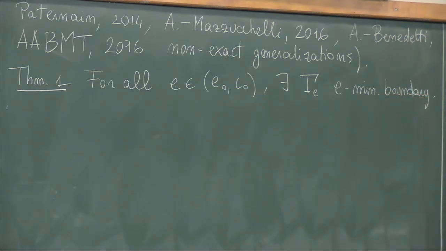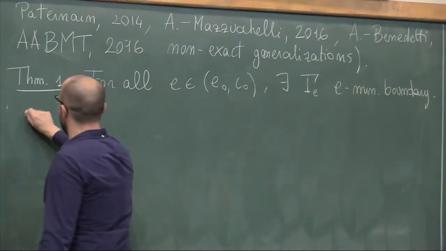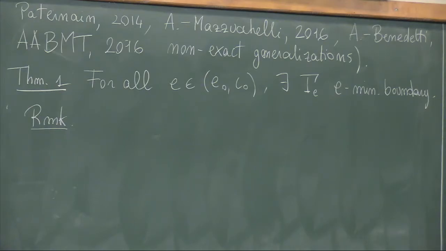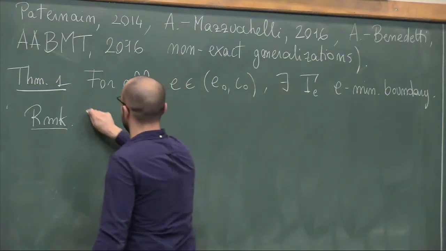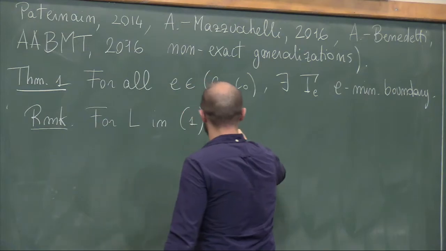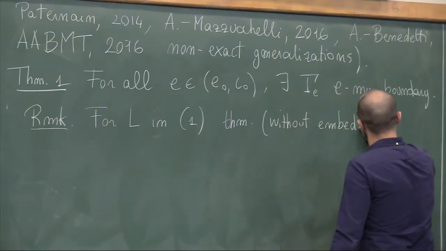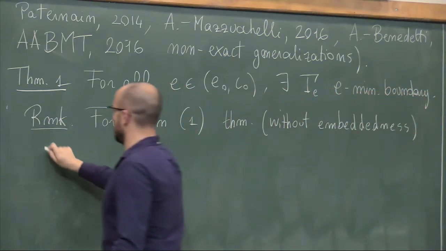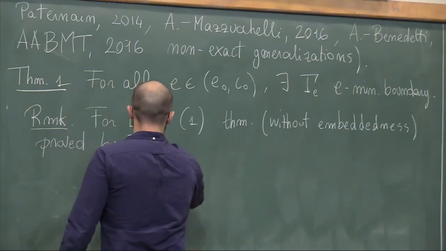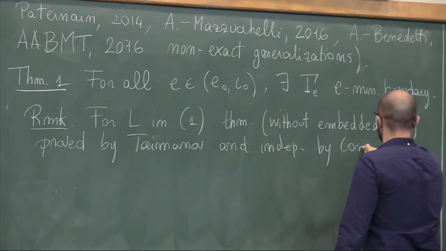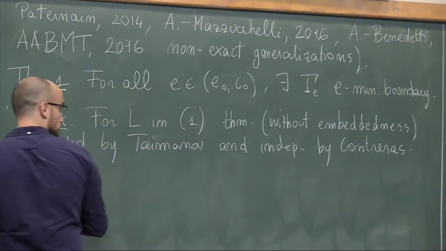Okay, I won't really talk about the proof of this theorem. Let me remark a couple of things. First of all, this theorem was already known, besides the embeddedness of the orbits. It was proved by Taimanov in the 90s, and by Contreras, Macarini, and Paternain in the special case of magnetic Lagrangians. So for L in one, we have a theorem without embeddedness, proved by Taimanov and independently by Contreras, Macarini, and Paternain. The methods used are rather different.